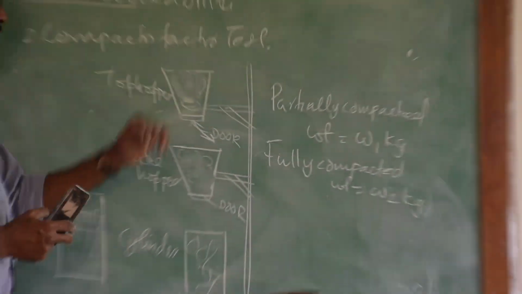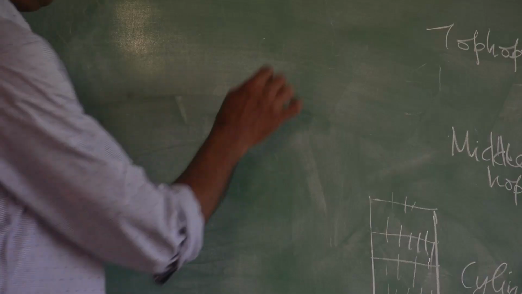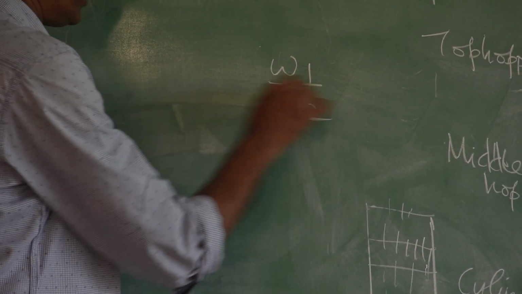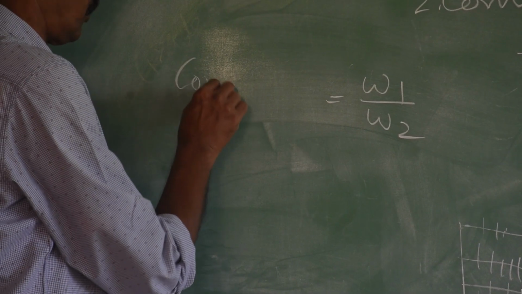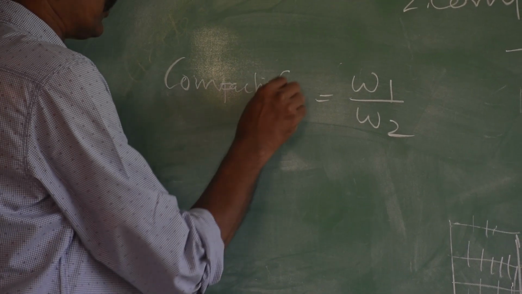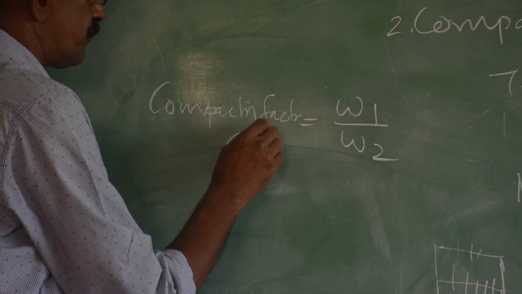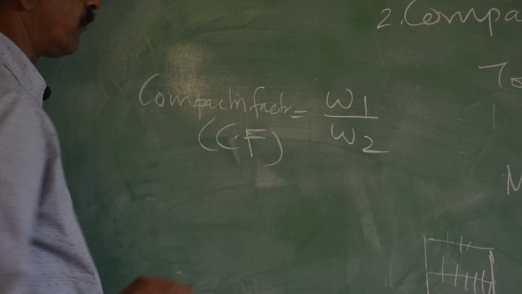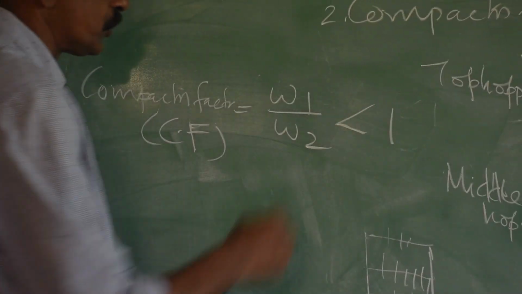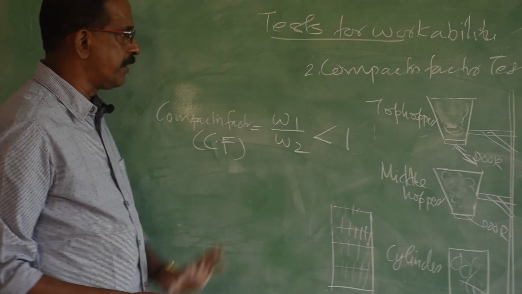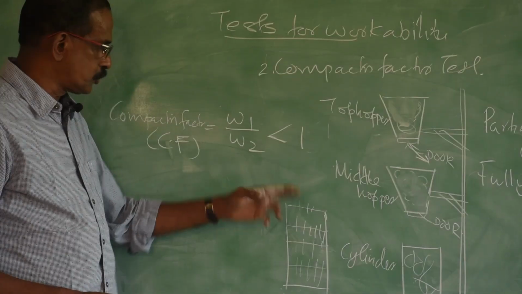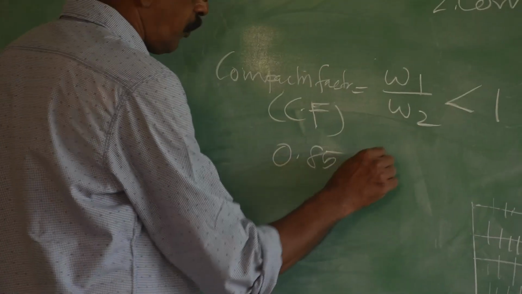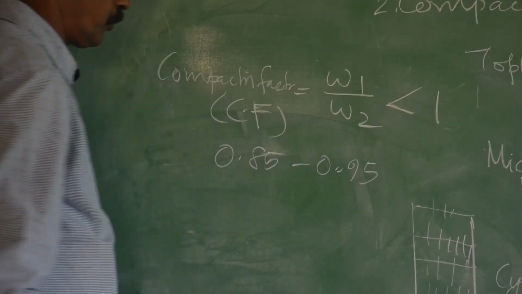So, one is the partially compacted weight, the second one is the fully compacted weight. Now, find the ratio W1 divided by W2, that is partially compacted weight divided by fully compacted weight. That ratio is called the compaction factor, CF. What will be that value? That value will always be less than 1, because W2 is always more than W1, because in the second step we are filling it by giving compaction. So that quantity is more, and the recommended value is between 0.85 and 0.95 for normal concreting work.